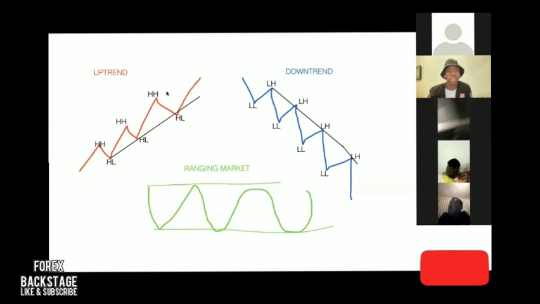So just type yes in the chat if you're understanding so far, or type no if you're not understanding the basics, like lower highs, lower lows, all that. So just before we move on, are you guys understanding everything so far? I'm understanding. Oh, it's perfect.